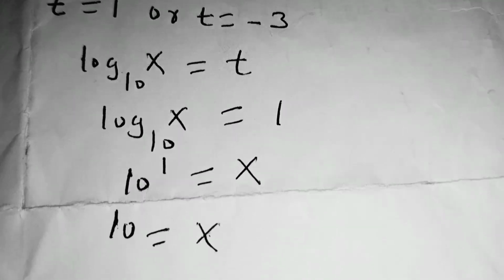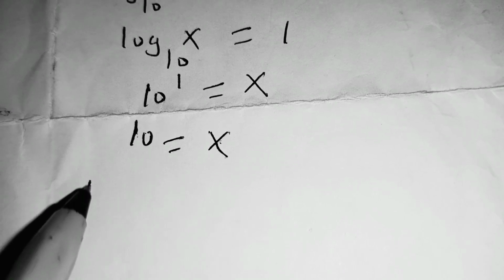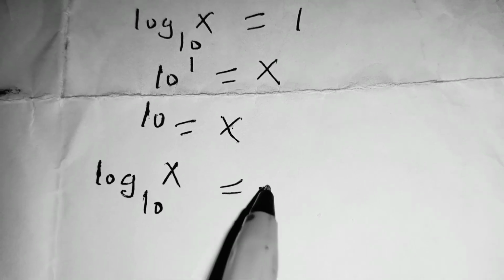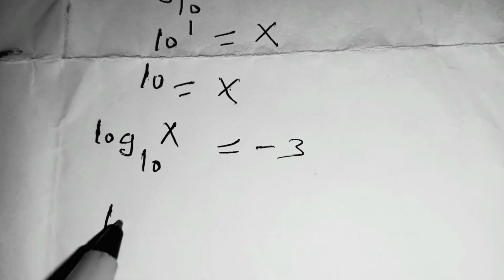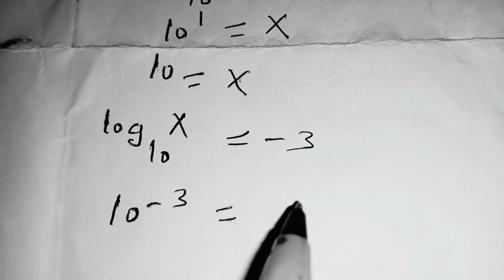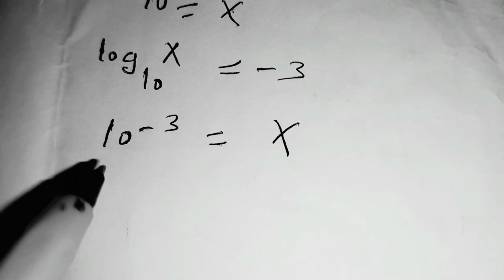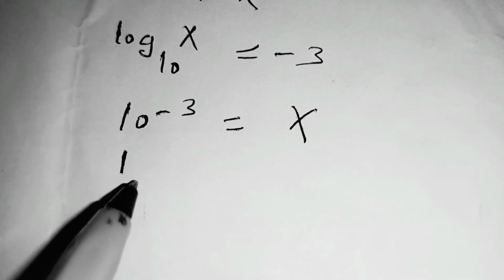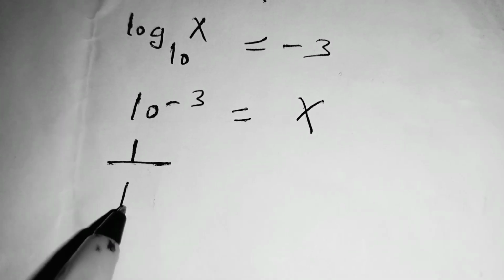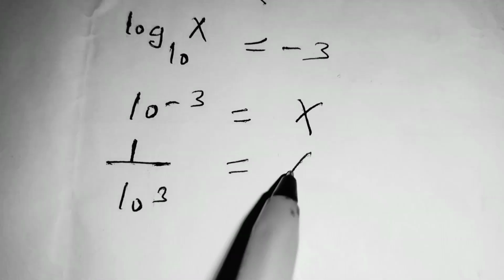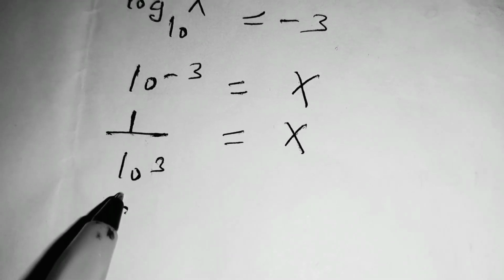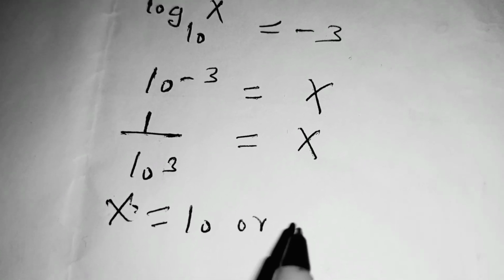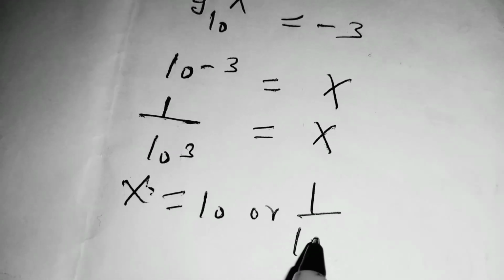Then when t is equal to negative 3, we shall have log of x to base 10 is equal to negative 3, meaning that 10 power negative 3 is equal to x. By use of the law of logarithm or index, 10 power negative 3 can be written as 1 over 10 power 3, which is equal to x, meaning that x is equal to 1 over 1000.